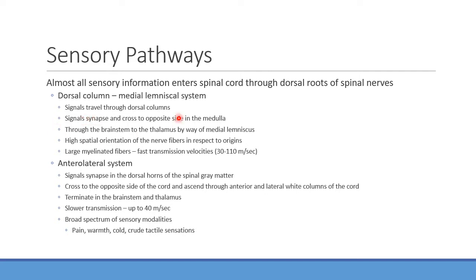But anyway, eventually all of this is going to be synapsing in the thalamus. The thalamus is going to be our main integration center where you take in all these different sensations and can then output them to different parts of the brain. So the thalamus is very important. Most of these sensations we're talking about today are going to be inputting into the thalamus at some point.